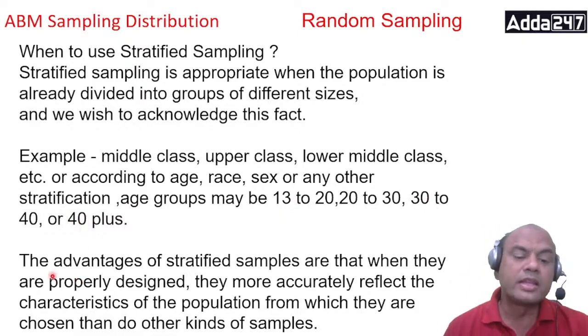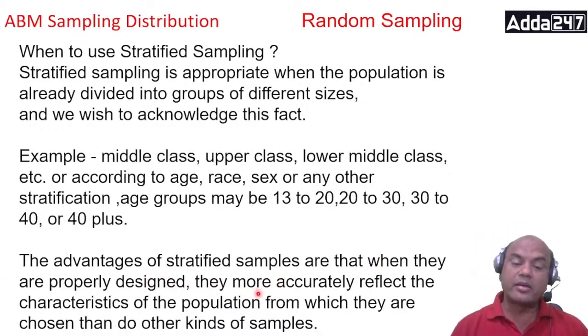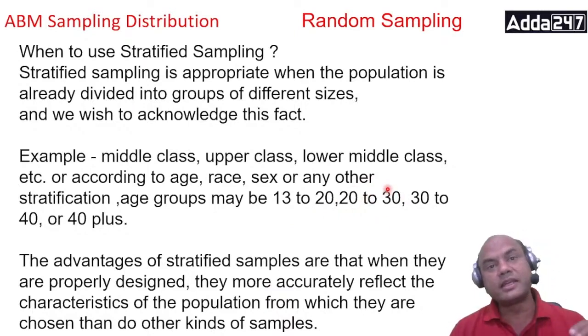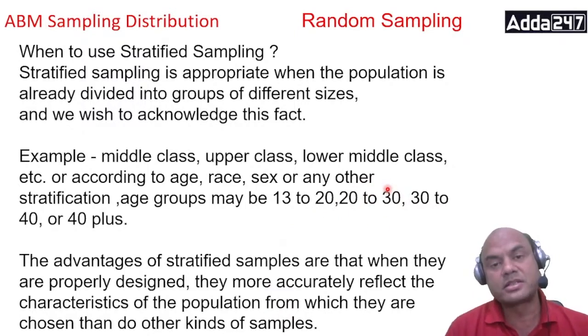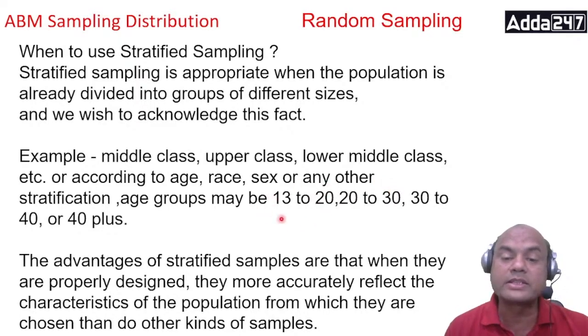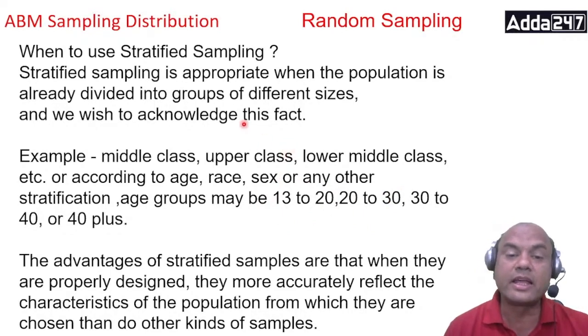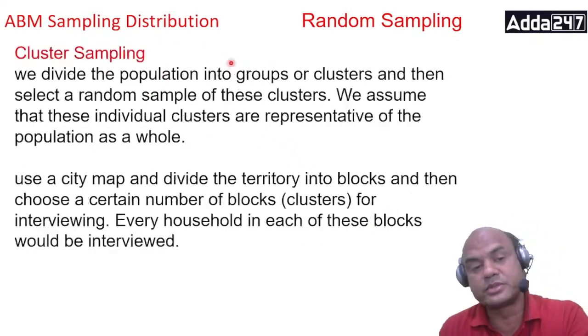The advantage of stratified sampling is that when properly designed, it more accurately reflects the characteristics of the population from which it is chosen than any other kind of sample. So basically it is correct. Suppose I choose the 20 to 30 age group, that thinking will give me the correct picture. Suppose I want to design jeans. Which group thinks in what way? For that I have to divide it into various age groups, and then I'll get the real answer. That is where stratified sampling will be of best use.